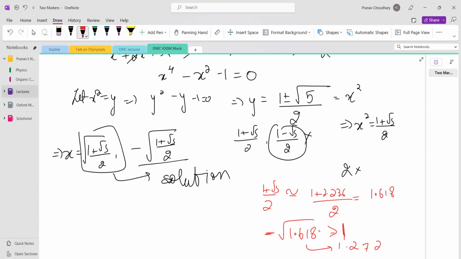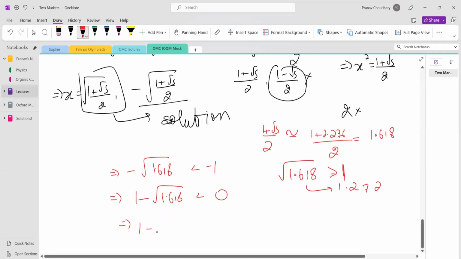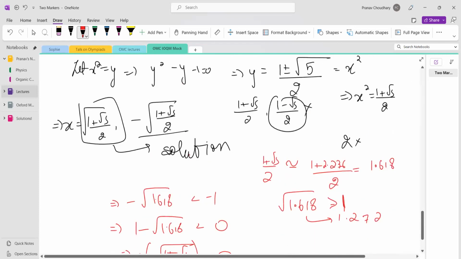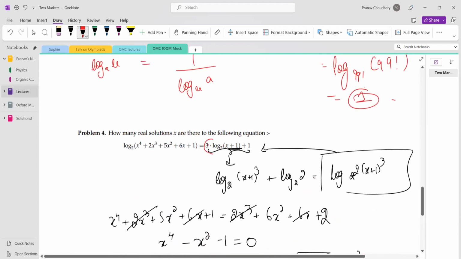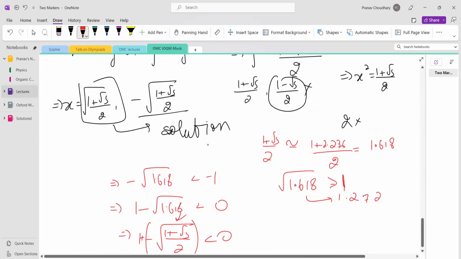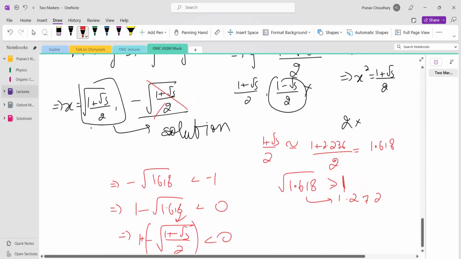Not useful for us. But anyway, so negative of this, okay, let's not do it that way. This implies negative of under root 1.618 will be less than minus 1. So this implies 1 minus under root 1.618 will be less than 0. So 1 minus under root 1 plus root 5 over 2 will be less than 0. If I put x as this, the logarithm is just not defined. Logarithm is not defined for negative values, right? So this cannot be a possible solution. The only solution is this.